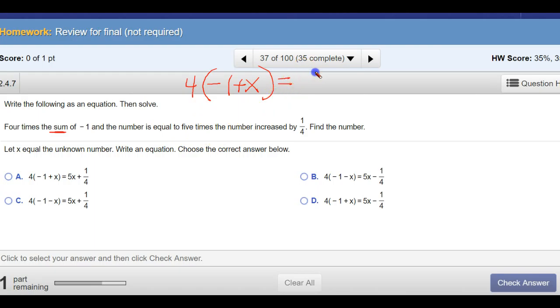5 times the number increased by 1/4. So that's what I would get. So let's look at these. Well, it looks like it's A down here, so we'll put a dot on that for now. But they do want us to solve it.